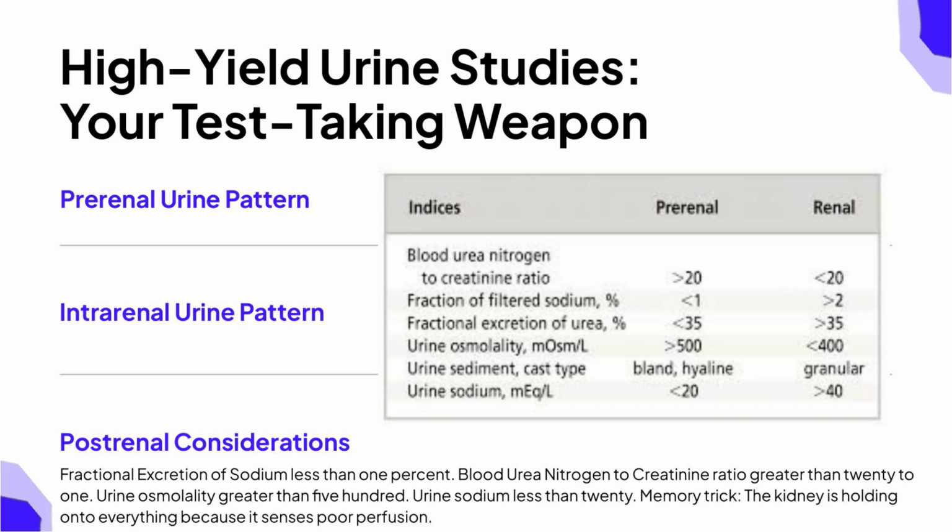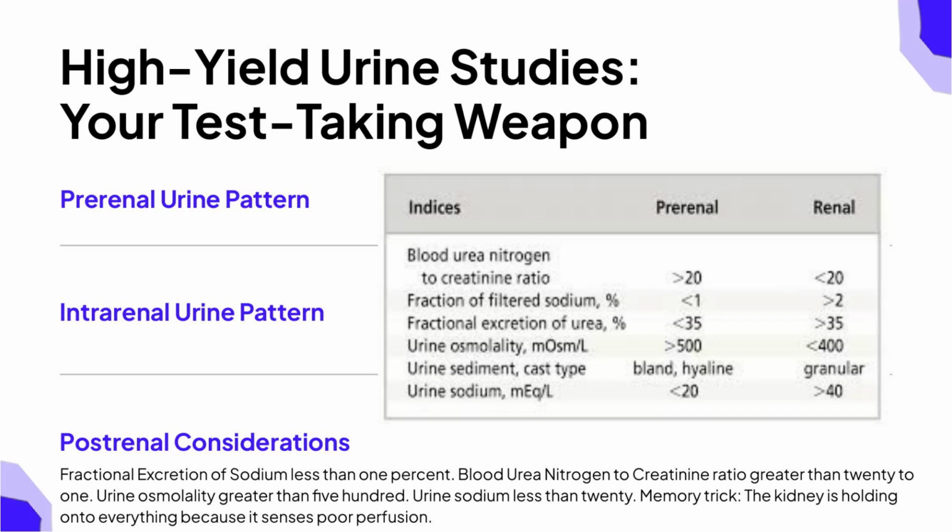For prerenal causes, remember this pattern: fractional excretion of sodium less than 1%, blood urea nitrogen to creatinine ratio greater than 20:1, urine osmolality greater than 500, and urine sodium less than 20. The kidney is holding on to everything because it senses poor perfusion.